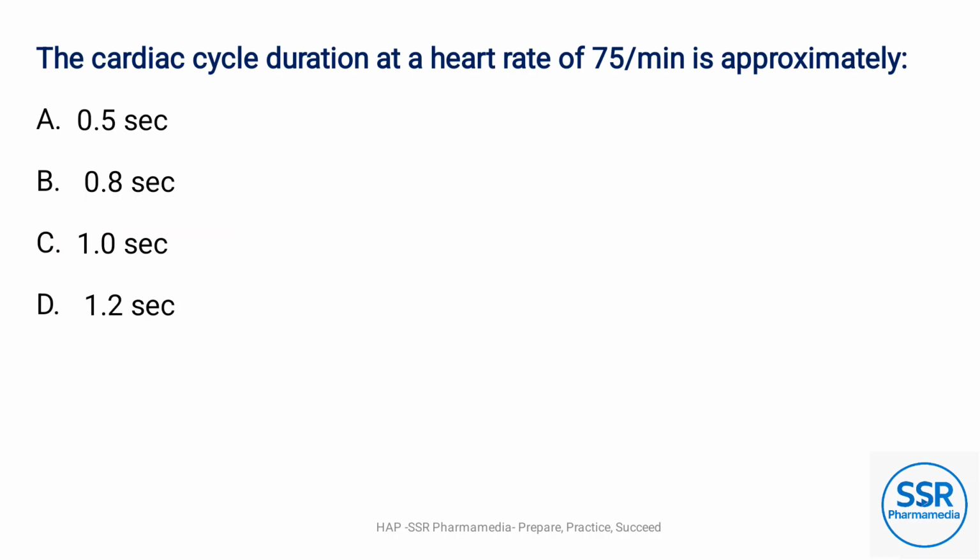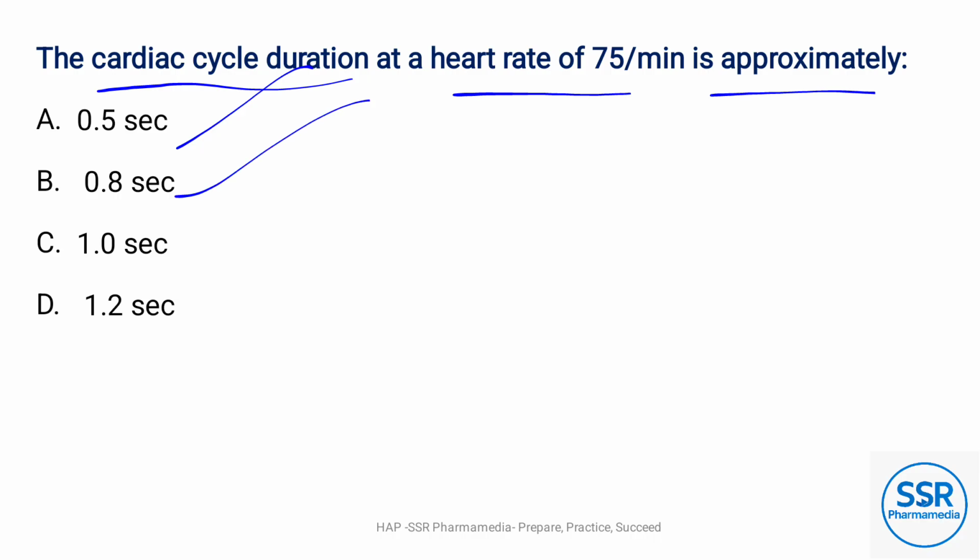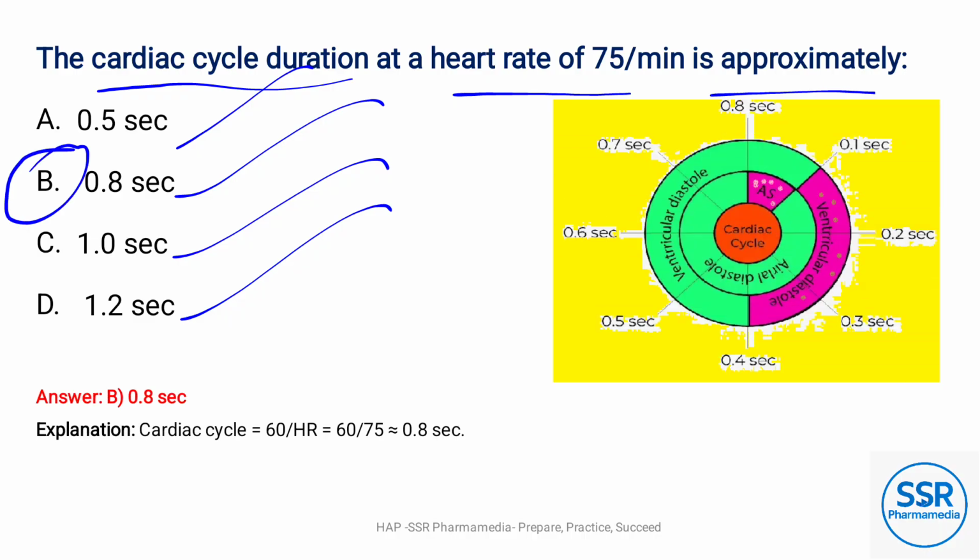So we'll move into the questions. The cardiac cycle duration at a heart rate of 75 per minute is approximately: option A, 0.5 second; option B, 0.8 second; option C, 1.0 second; option D, 1.2 seconds. The answer is option B, 0.8 seconds. This is the cardiac cycle duration.